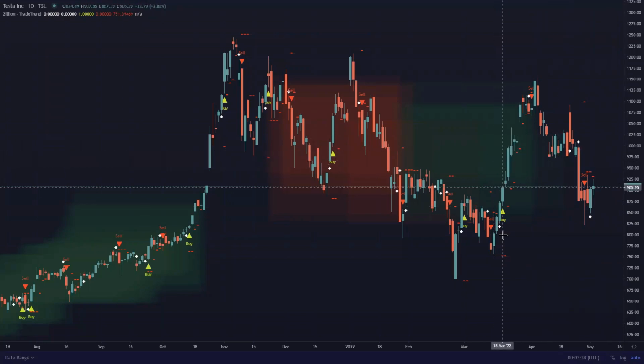We just moved out of a green divergence cloud. We did have a nice buy signal in this green divergence cloud back on March 17th. It moved up into a resistance area. There's a sell. It looks like we're in an active open sell signal right now from back on April 26th.